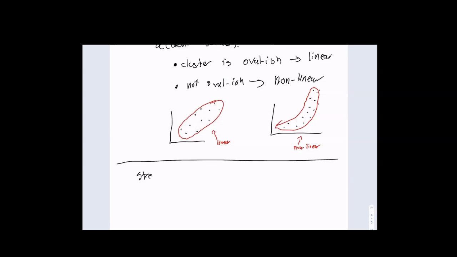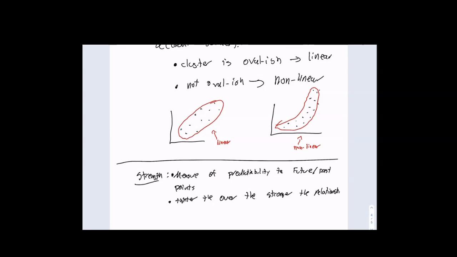And finally, strength. Strength is a measure of predictability to future or past points, or you can think of it as the tighter the oval, the stronger the relationship, where vice versa, the more circular, the weaker the relationship.